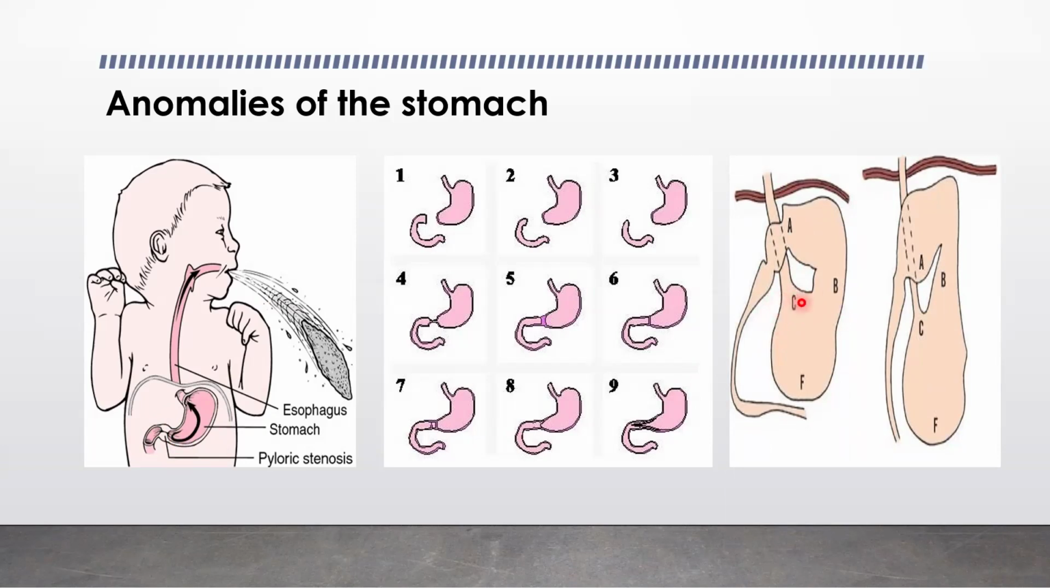So the cardia of the stomach, this is the esophagus coming in. But you're seeing the body, and this is not the normal shape of the stomach. This is actually an abnormal shape of the stomach. So these are just variations in the shapes of the stomach.